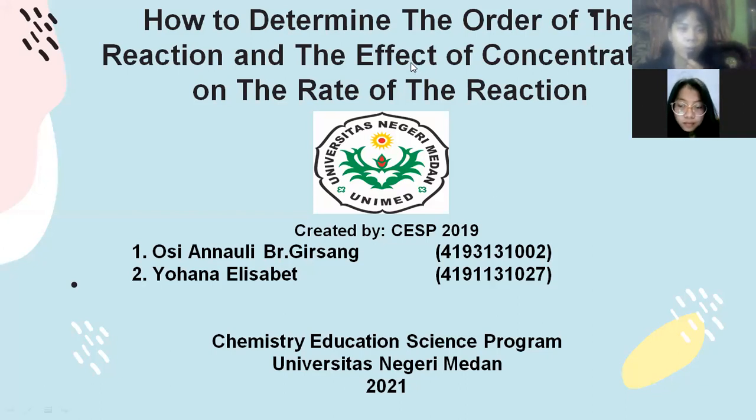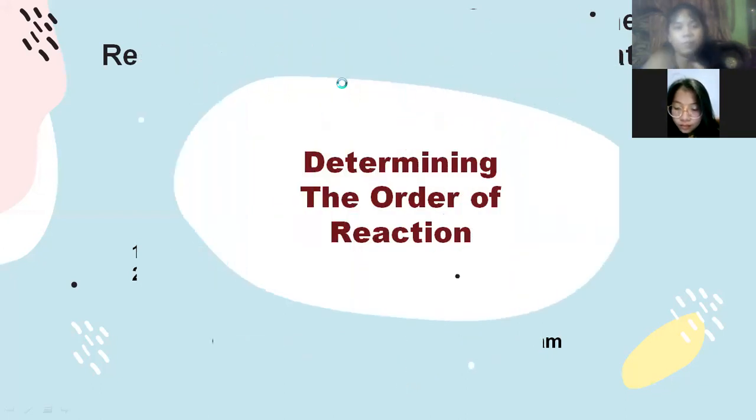We want to present about how to determine the order of the reactions and the effect of concentrations on the rate of the reactions. I am YOHANA Elizabeth, and I will explain how to determine the order of the reactions, and my partner Oceana Uliburu Girsang will explain about the effect of concentrations on the rate of the reactions. Okay, the first one, I will explain about determining the order of the reaction.